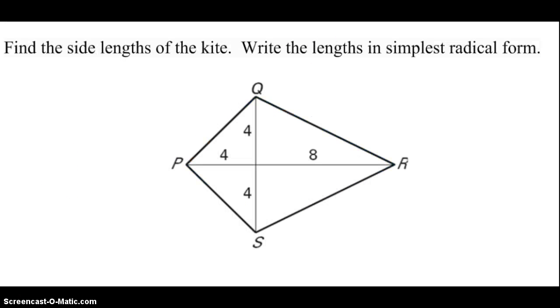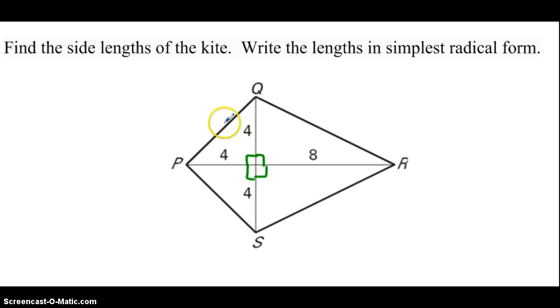Let's look at one more example, but this time focusing on the segments. Okay, so it says find the side lengths of the kite and write the lengths in simplest radical form. So what we see here is that we have the lengths of the diagonals. And as you see, remember I said before, that diagonal that connects those opposite congruent angles is being bisected, which you could see happening here. We also know that those diagonals are perpendicular, so we could fill in our right angles, okay?